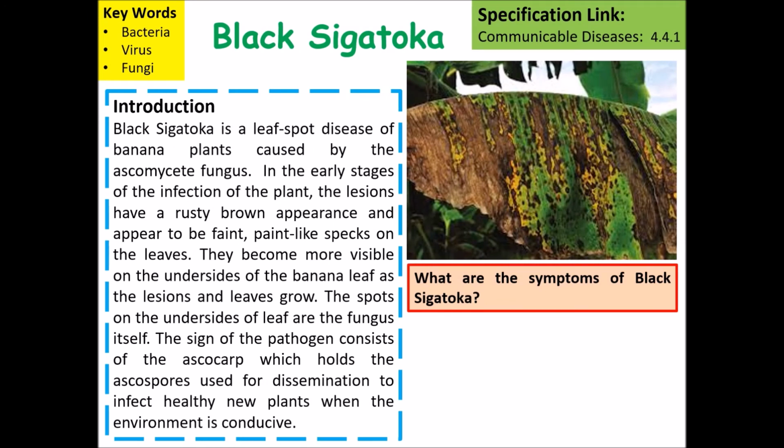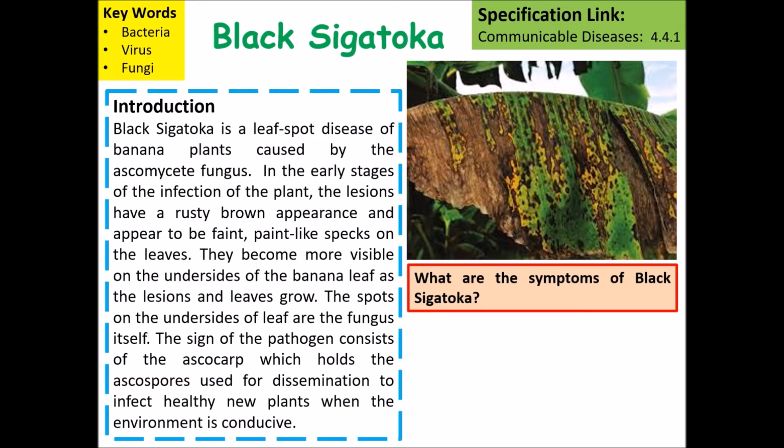Black Sigatoka is a disease that will affect a range of plants, but primarily banana trees. It's caused by a fungus. In early stages of the infection, lesions will form on the leaves. Brown specks and brown lesions will form. They become more visible on the undersides of banana leaves as the lesions grow ever more. The spots on the underside of the leaf are the fungus itself.